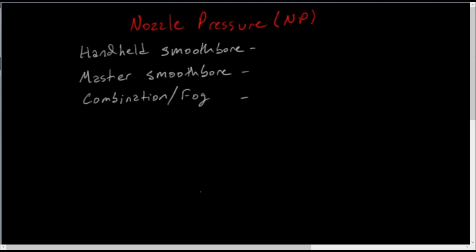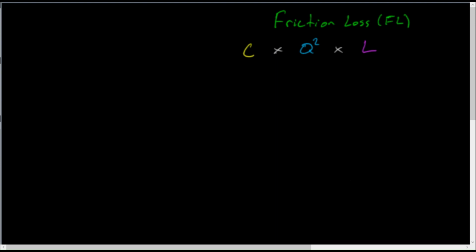First, let's define nozzle pressure. This is the pressure desired at the end of the hose line at the nozzle. For handheld smoothbore nozzles, it's typically 50 psi. For master smoothbores, around 80 psi, and for combination or fog nozzles, 100 psi. It's important to note that different nozzles may have different requirements. Check with the manufacturer. These are good generic numbers to use, though.